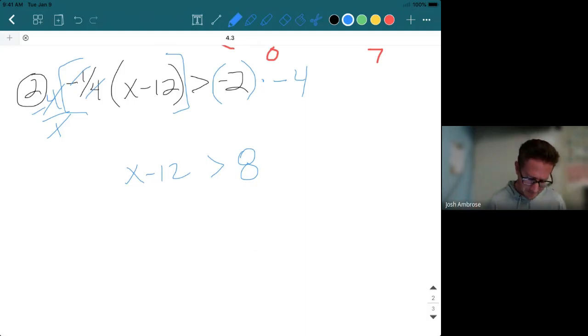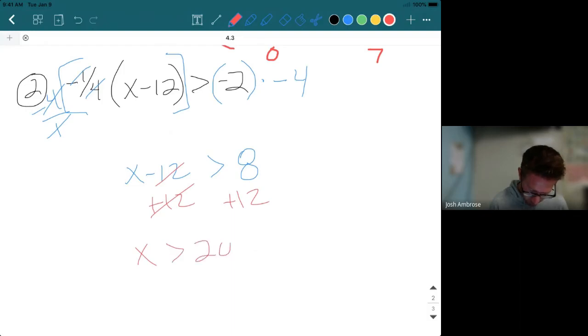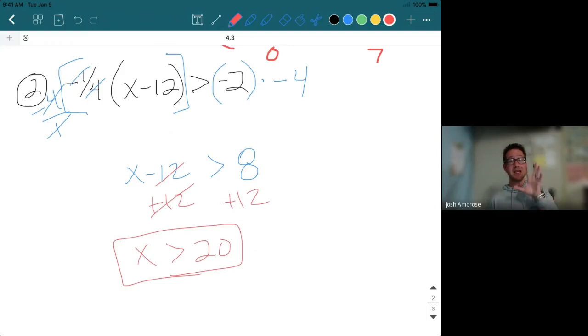Okay. All right. So now, simple enough, we're just left with a +12 to both sides. These guys cross out. You have x greater than 20. Boom. That was simple enough. So that key first step just really set the tone. Multiply by that denominator, everything simplified very, very nicely.